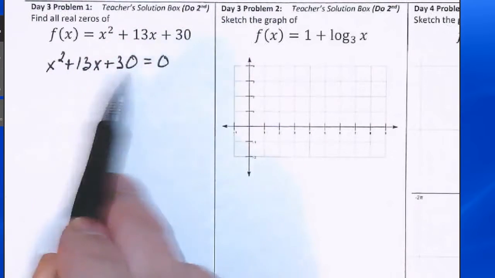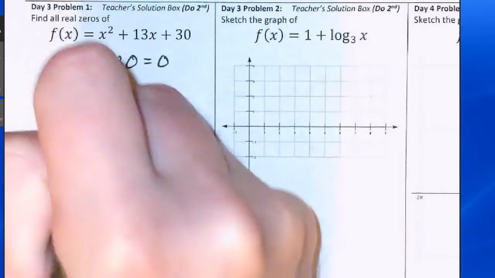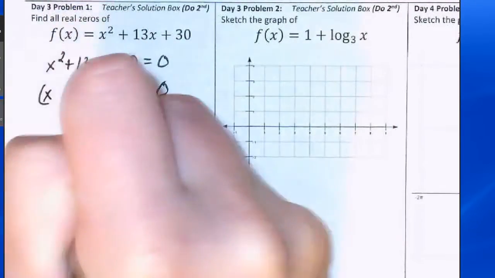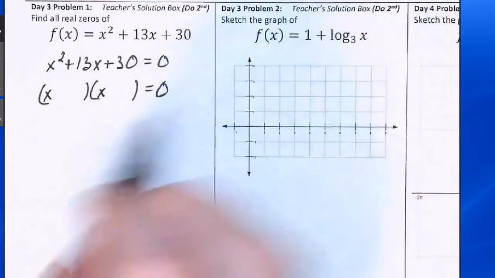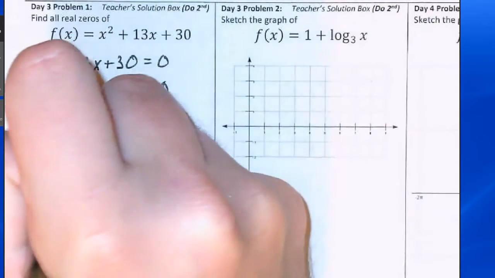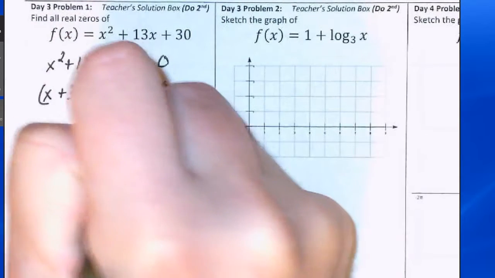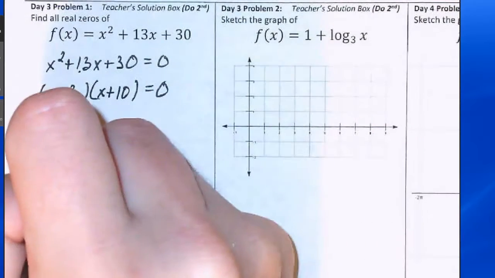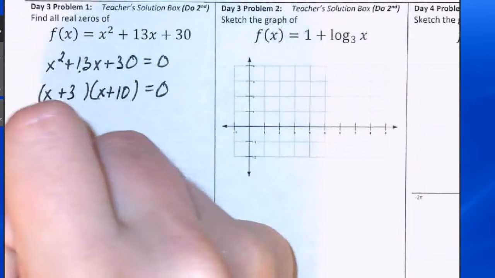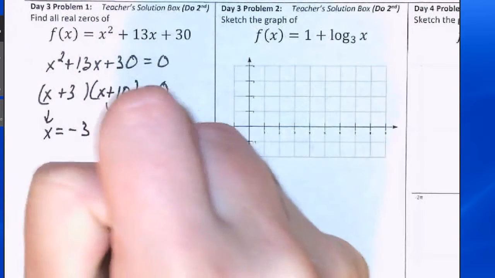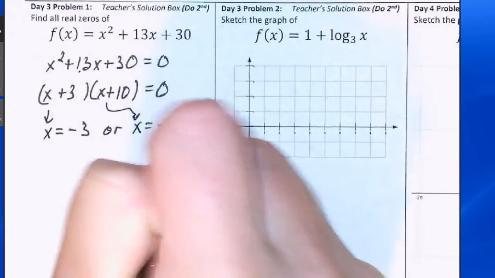Let's try the factoring method. This trinomial will factor into a binomial times a binomial. x times x is x squared. And how about 3 times 10 is 30, because 3 and 10 add up to 13. Then we can solve for x within both of these factors. Within the first factor, x turns out to be negative 3. And within the other factor, x turns out to be negative 10.